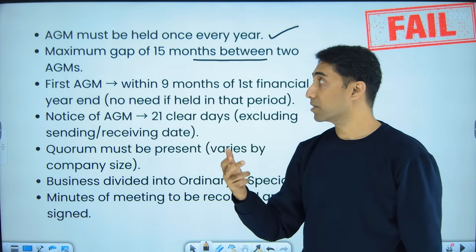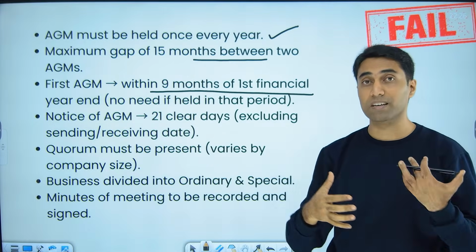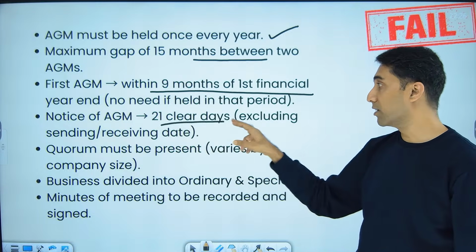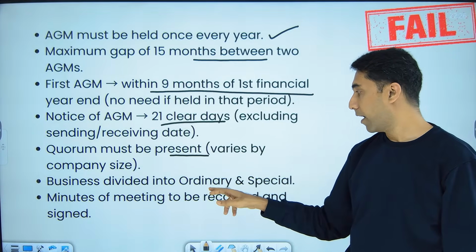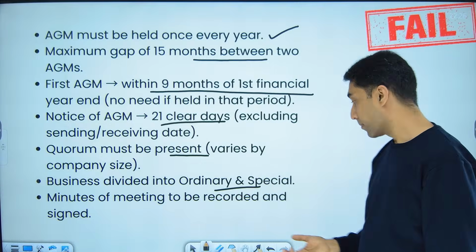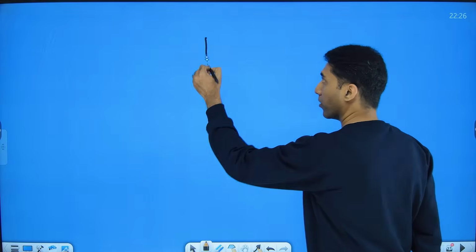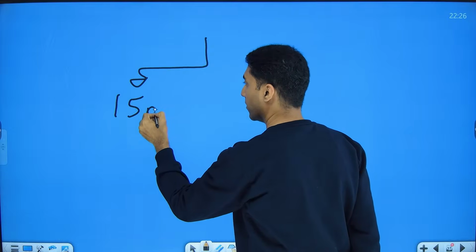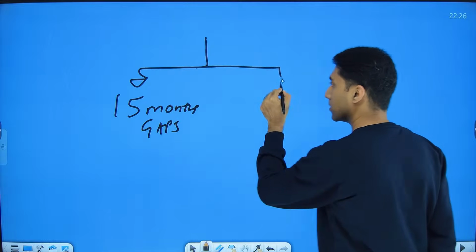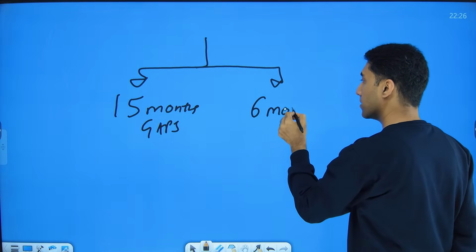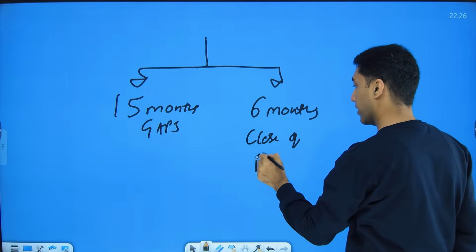But there is another condition. Please remember, the first AGM must be within 9 months from the first financial year. So you have the time of 9 months. Notice you should give 21 clear days, and quorum has to be present, you know very well, and ordinary and special business can be done. So there are two conditions for AGM. One is 15 months gap between two AGMs, and second, 6 months from close of financial year.